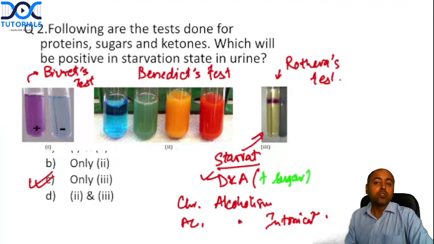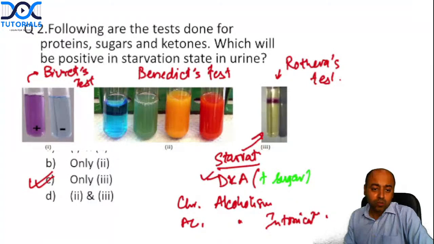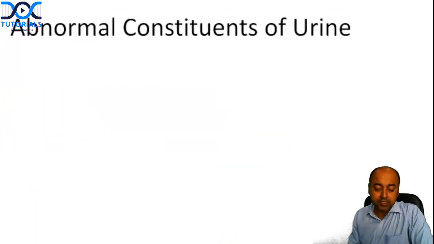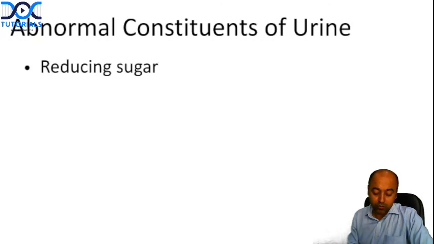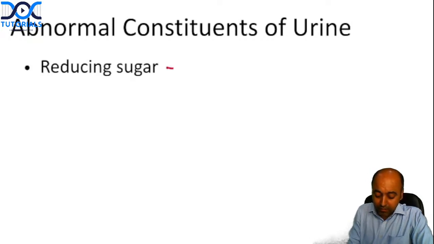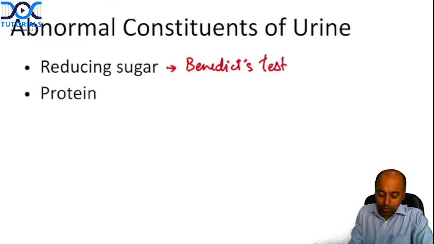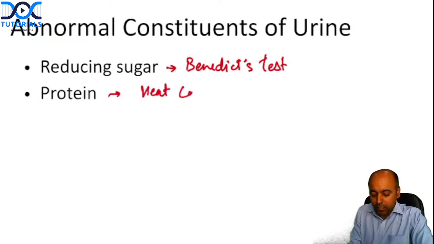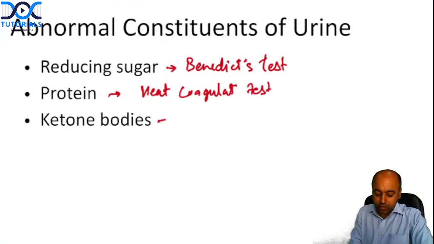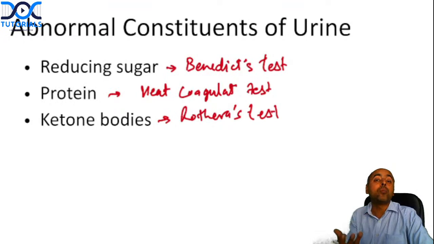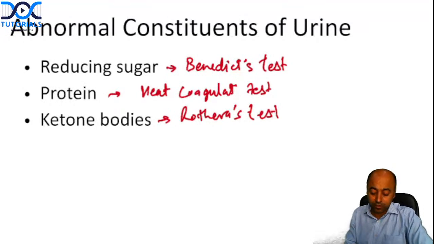Okay, so let's quickly take a look at some of the tests which you can find in the urine, particularly for the carbohydrates and the other components. So we talk about abnormal constituents in urine. So abnormal constituents, reducing sugar. The test that we have here is commonly the Benedict's test. Then you have the protein. For protein, you can have the very common heat coagulation test. And then you have the ketone bodies, for which we already mentioned. You have the Rothera's test. These are some of the very common tests which can be done in a sample of the urine.